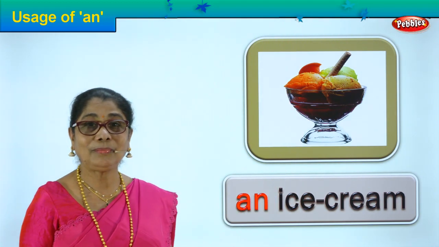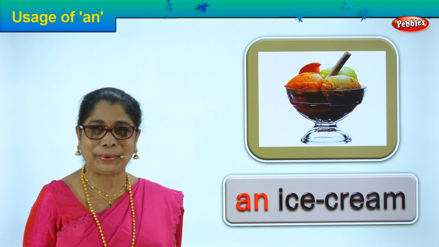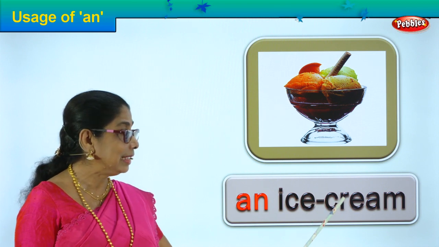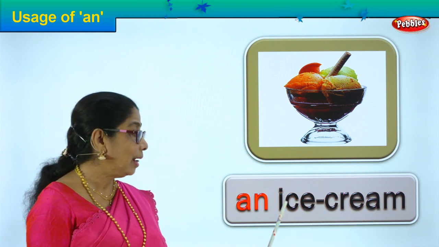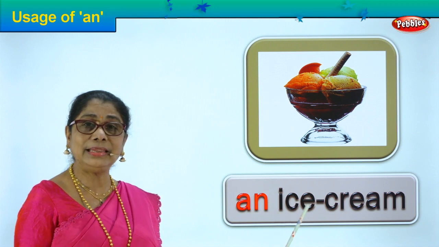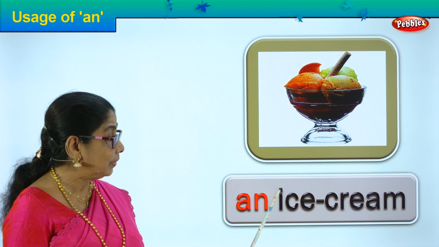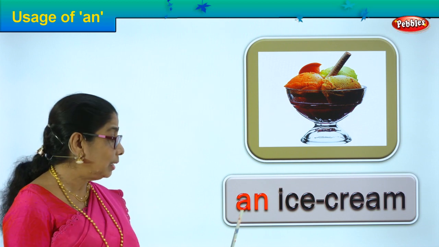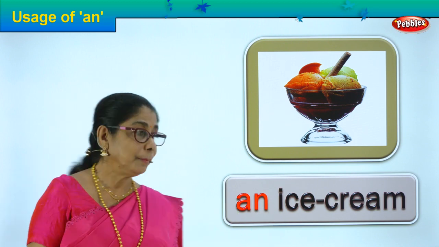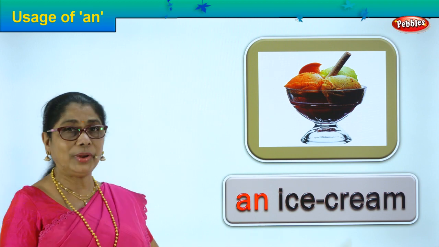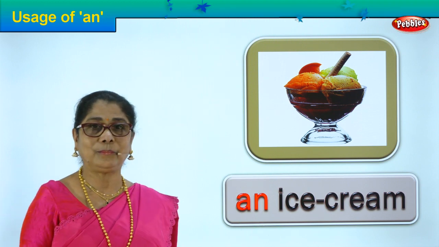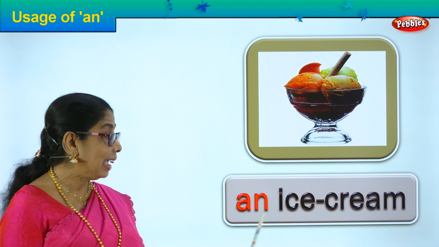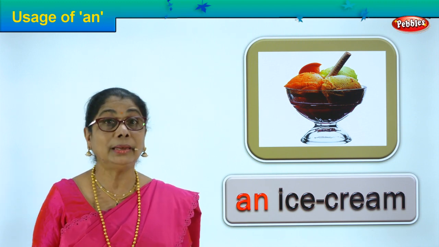What do you have here? Your favorite. Yummy ice cream. Let's look at the spelling. I-C-E-C-R-E-A-M. Ice cream. Look at the spelling of ice. I-C-E. The first letter I is a vowel. Yes. So we use an before the word ice cream. Before the word ice, we put an. Now read. An ice cream. This is an ice cream. Good. Let's go to another picture.